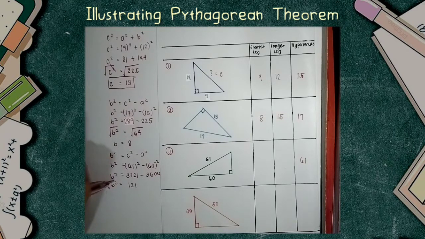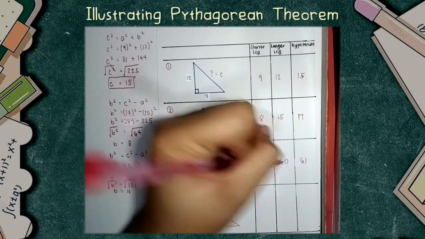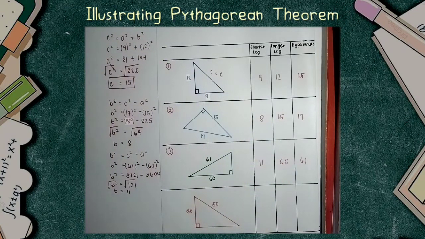Then get the square root. B is equals to the square root of 121 is equal to 11. Okay? So, therefore, ang ating shorter leg ay 11. Ang longer leg natin ay 60 at ang hypotenuse natin ay 61.